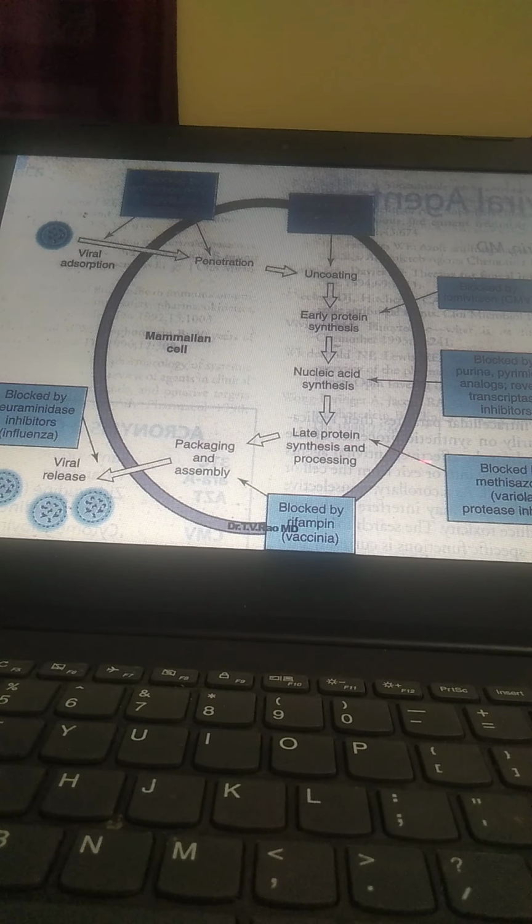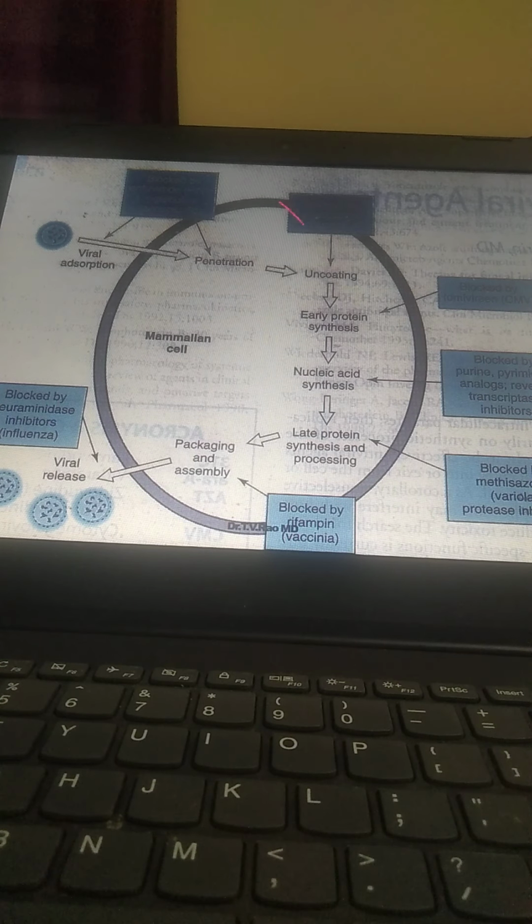Then here we have rifampin for vaccinia. It acts on packaging and assembly. Then comes viral release, which is blocked by neuraminidase inhibitors, that's influenza. So at different points there are different targets, and different drugs act at different target points.